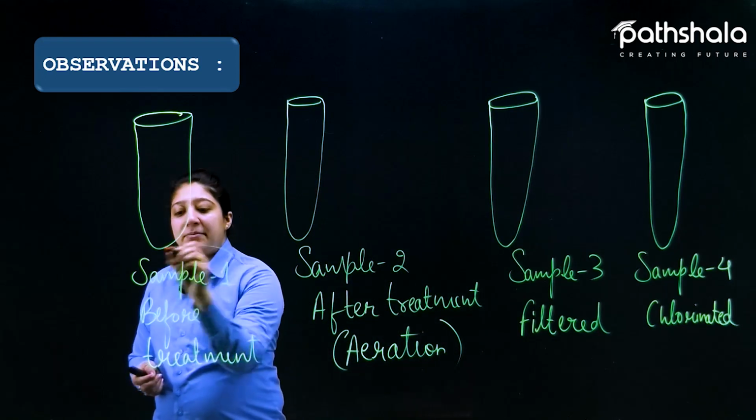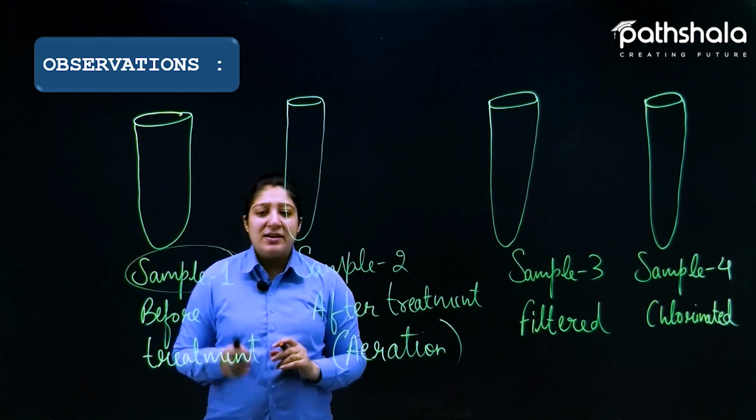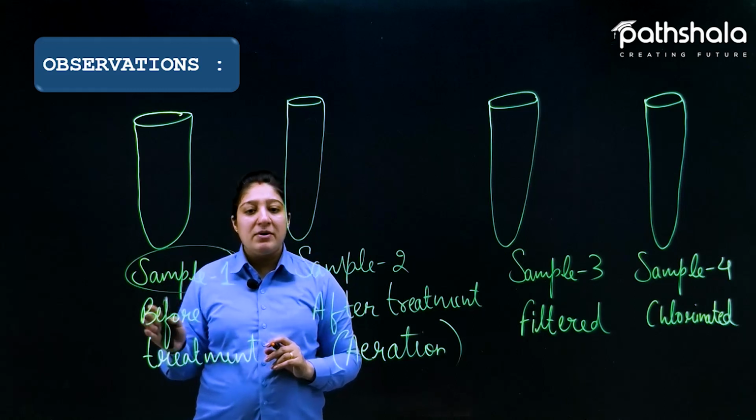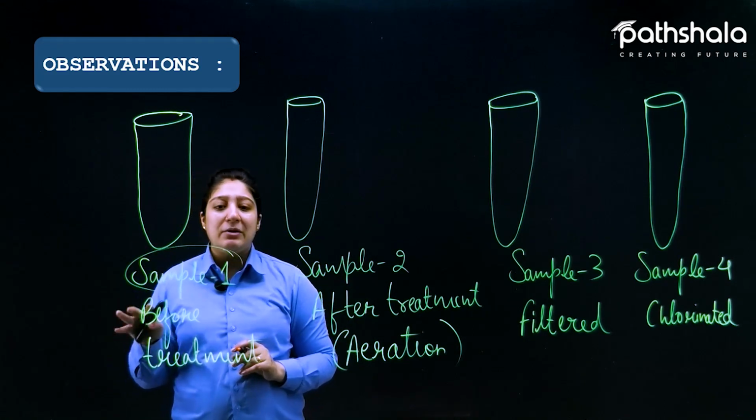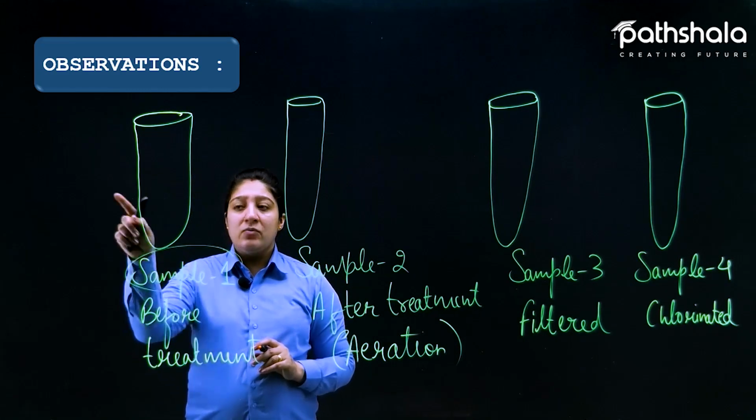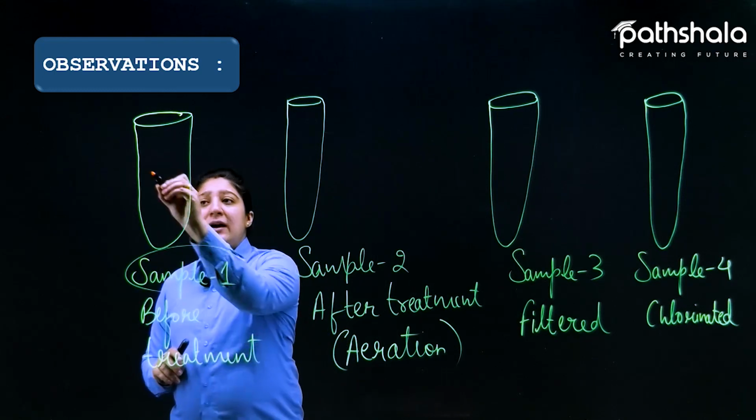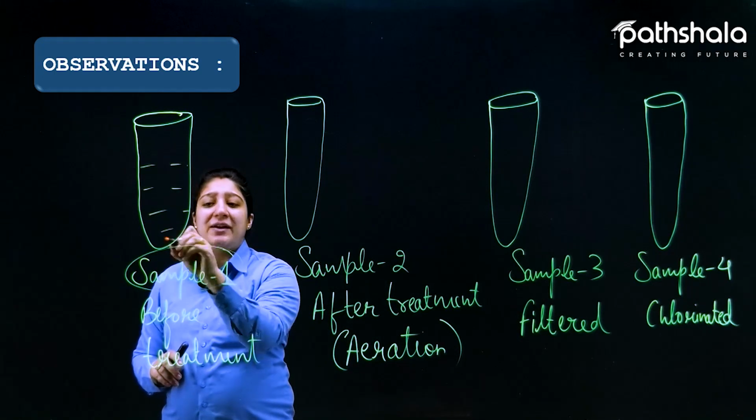Now, in the first sample, what we are going to observe is that a very bad smell was coming because of the dirty organic matter present in this, right? The water is very dirty, like the color you will see, the water is very dirty here.